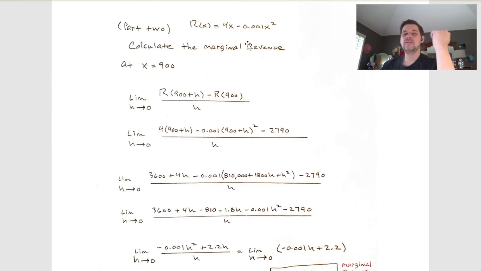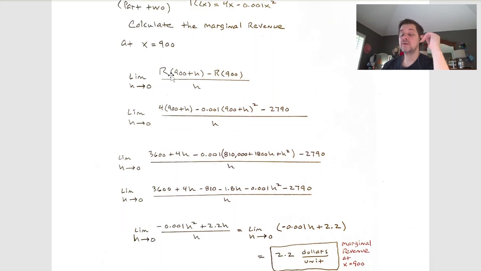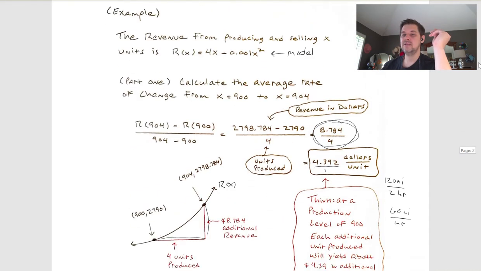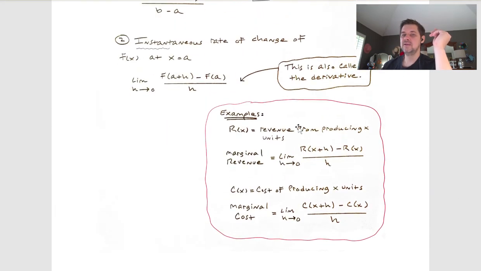Okay, so first let's do the calculation. I have this same revenue function, and I want to calculate the marginal revenue at the point where x is 900. Now, that is that instantaneous rate of change that I had in the first slide right here. Okay, so there it is. You'll have a function, and you want the instantaneous rate of change at some number x equal to a. It's the limit as h goes to 0 of f of a plus h minus f of a over h.